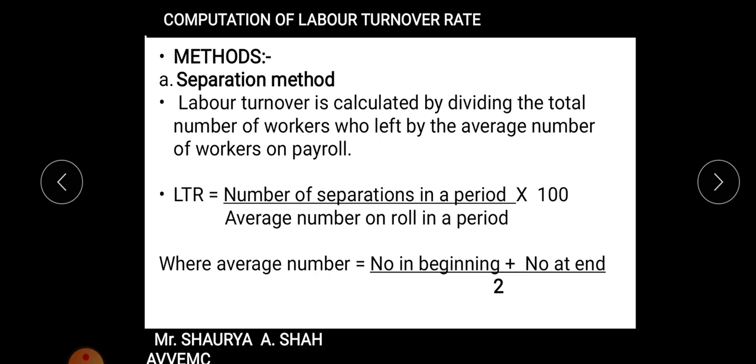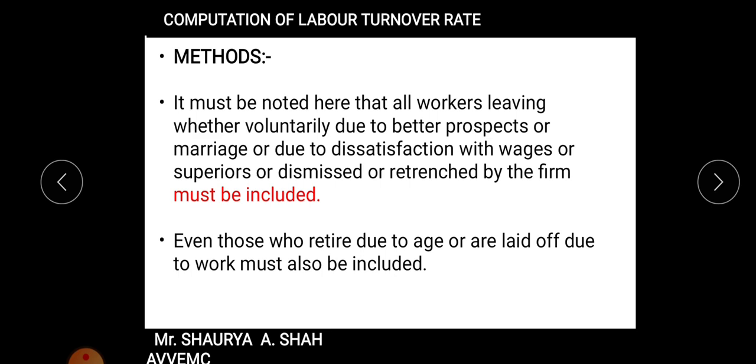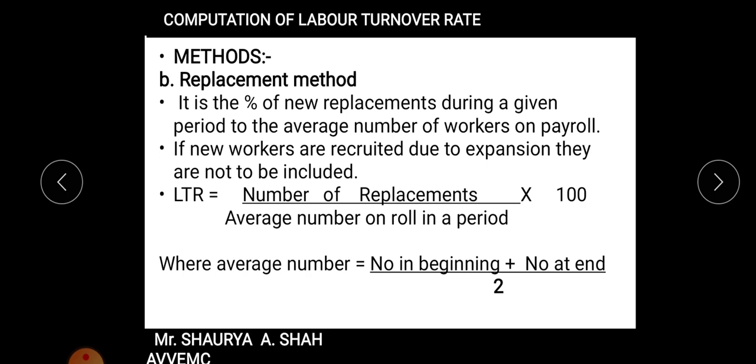Fine. So you can go through the separation method. I hope it is done. Next is you include every person. Remember, the word everyone is to be included. So you are clear with that part, no confusion in that. Replacement method, the second method, you can go through it again, 10 seconds very quickly.